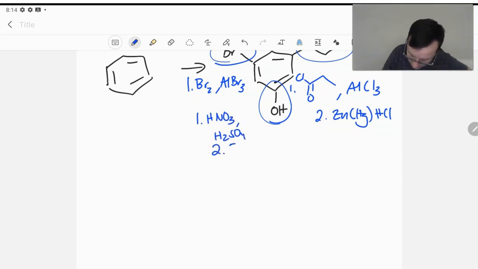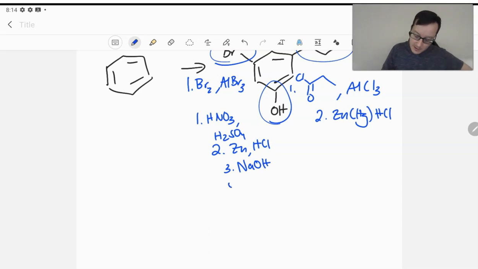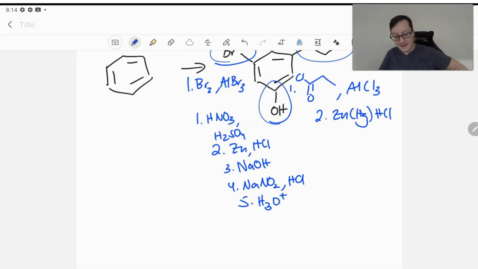We reduce it. Remember, the reduction is 2 steps. We're going to go ahead and turn it into a diazonium using sodium nitrite and HCl, and then finally we use acid. A lot of steps to put an OH on there, only using electrophilic aromatic substitution.